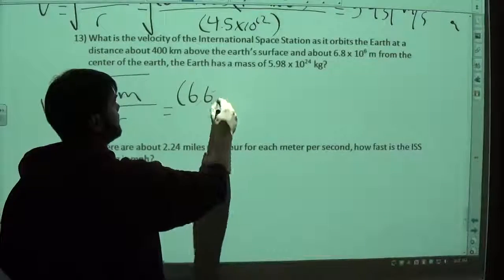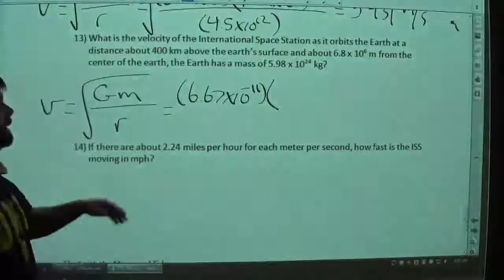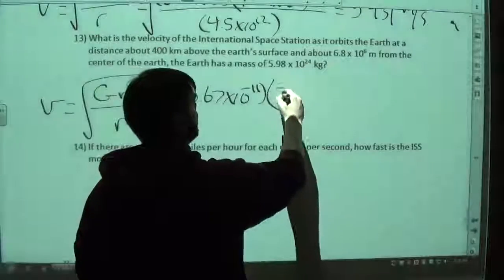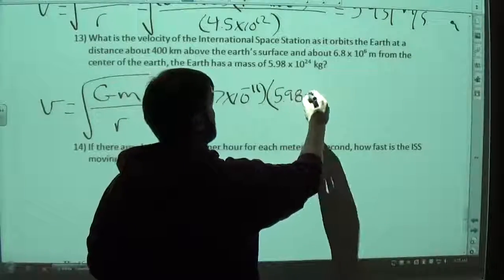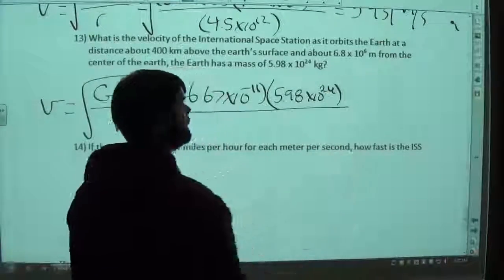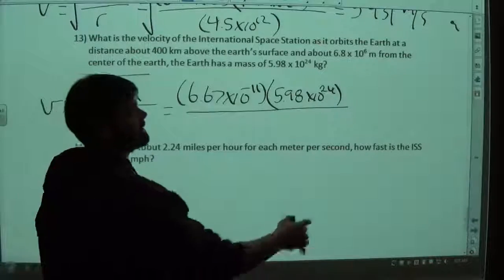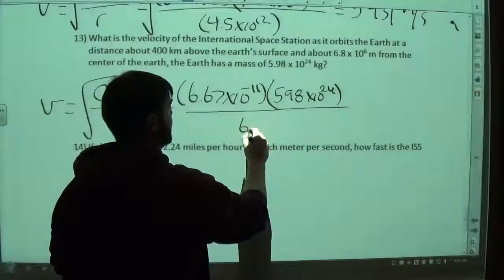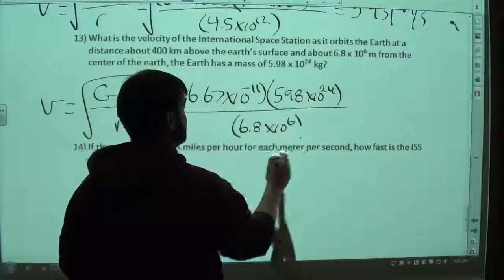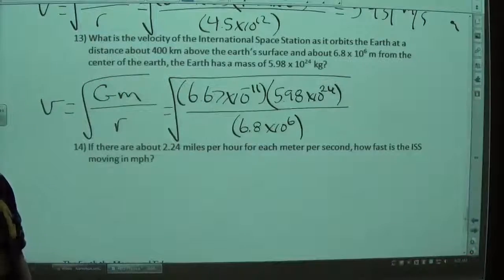Gravitational constant, 6.67 times 10 to the negative 11. And the mass that we're using now, again, is the mass of the Earth, because we're orbiting the Earth and not the Sun, times 10 to the 24th. And then divide that by the distance from the center of the Earth to the center of the International Space Station, which is 6.8 times 10 to the 6th meters. Then we need to square root the whole thing.